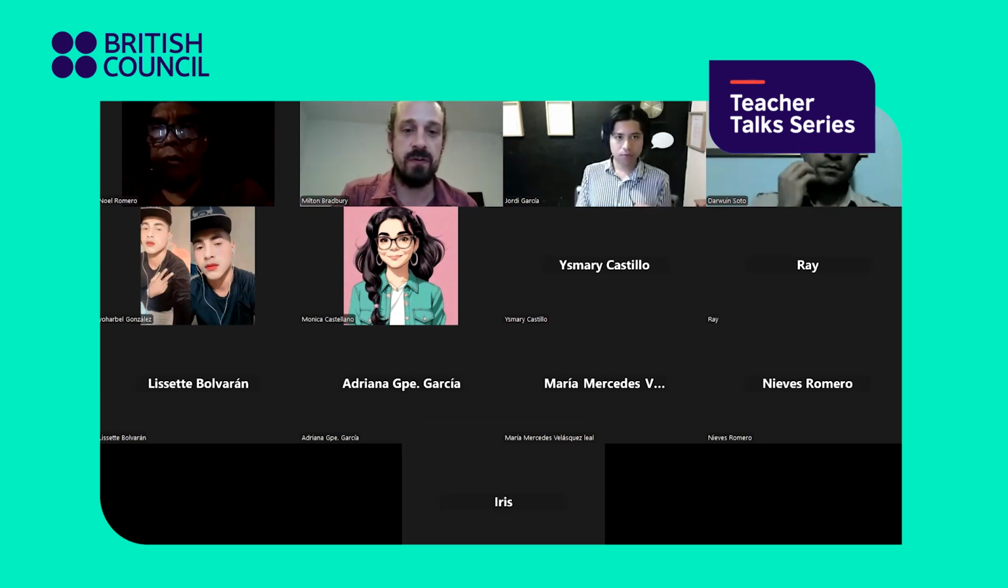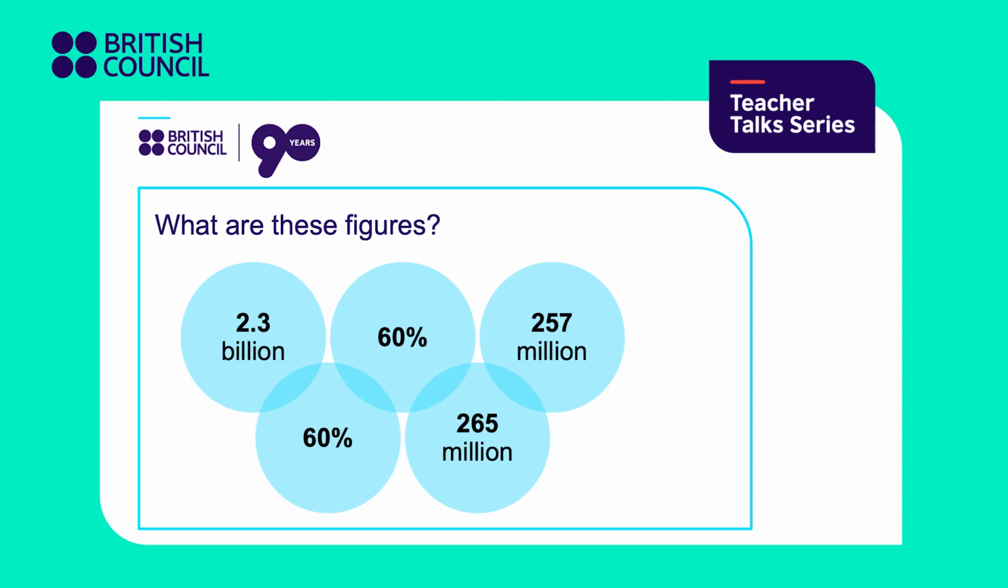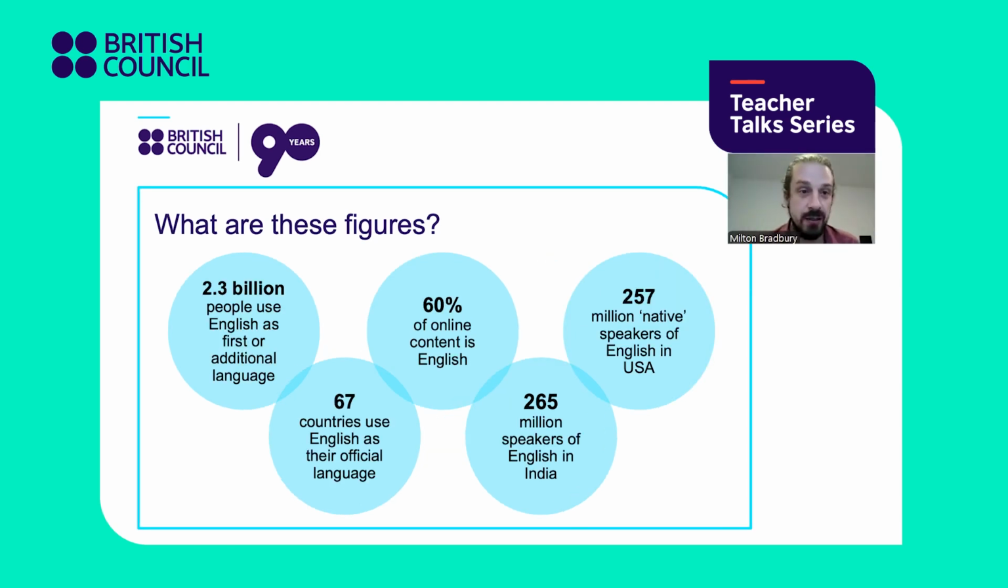What do these numbers refer to? 2.3 billion, you're right. So 2.3 billion people use English as a first or additional language. That's a huge amount of people, many, many different people. 67 countries use English as their official language. Normally people think, in which countries do they speak English? And you talk about United States, Great Britain, Australia, South Africa. But there are 67 different countries which use it as their official language.